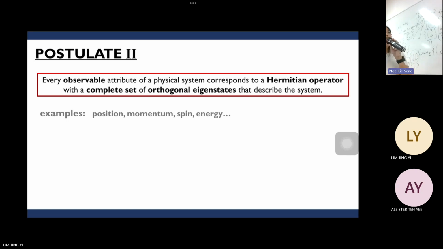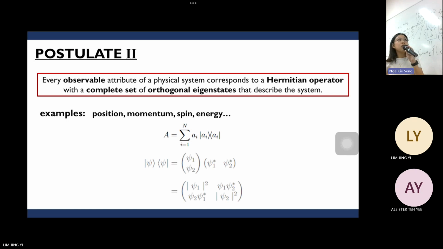So moving on to the second postulate now. The first postulate talks about the states. The second postulate is mainly going to talk about the observable. State and observable are talking about the same thing, but a state is represented by a ket, and observables are represented in a matrix form. Some examples of observables are the same as the states: position, momentum, spin, and energy. You can write your observable in this form, which is the eigenvalue times the ket-bra.